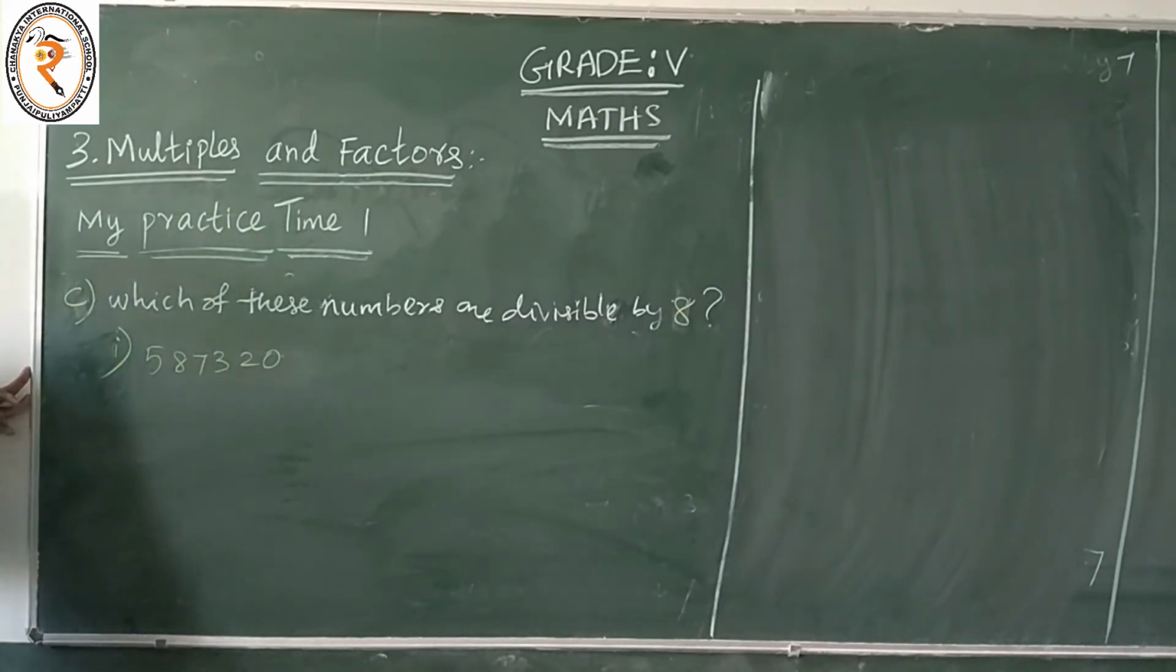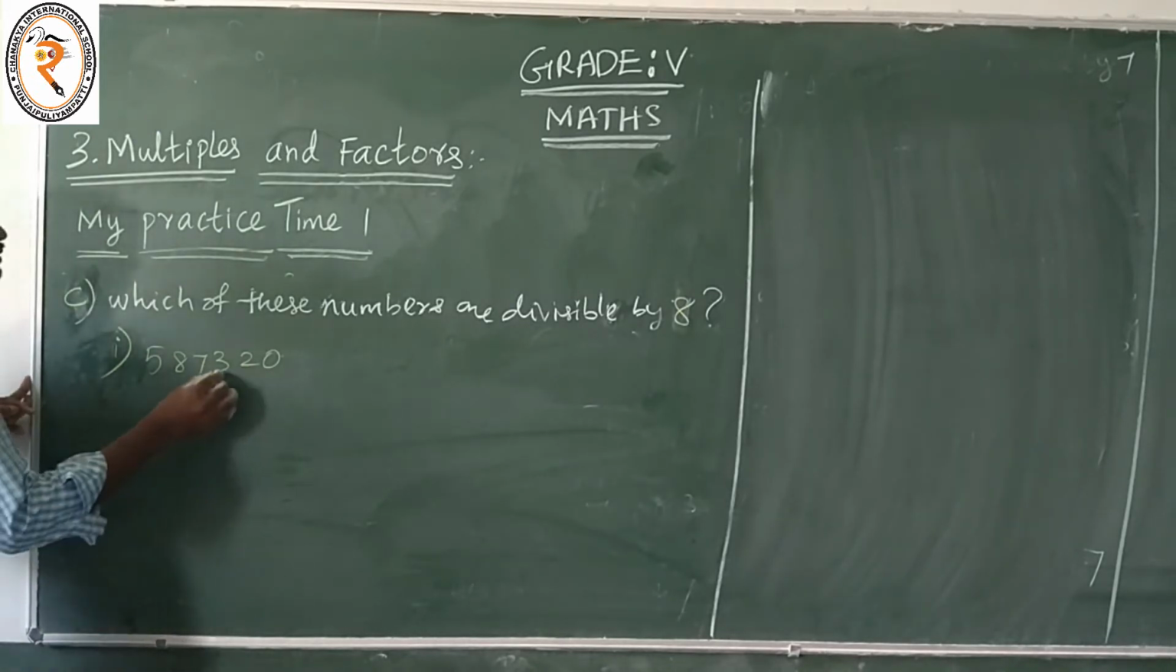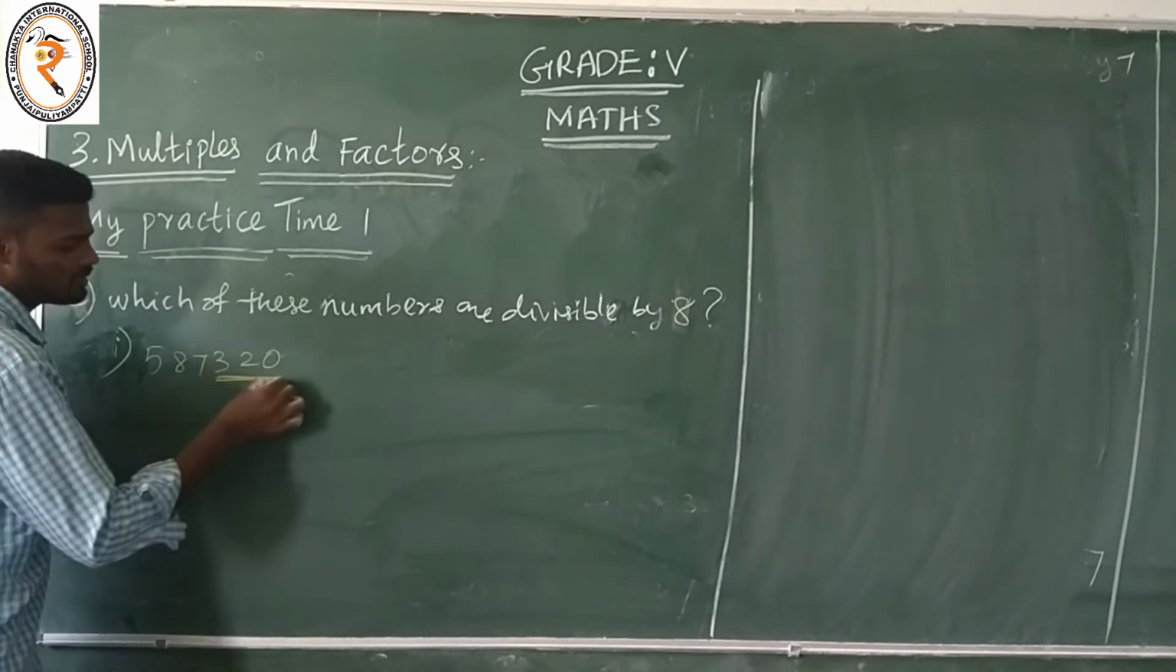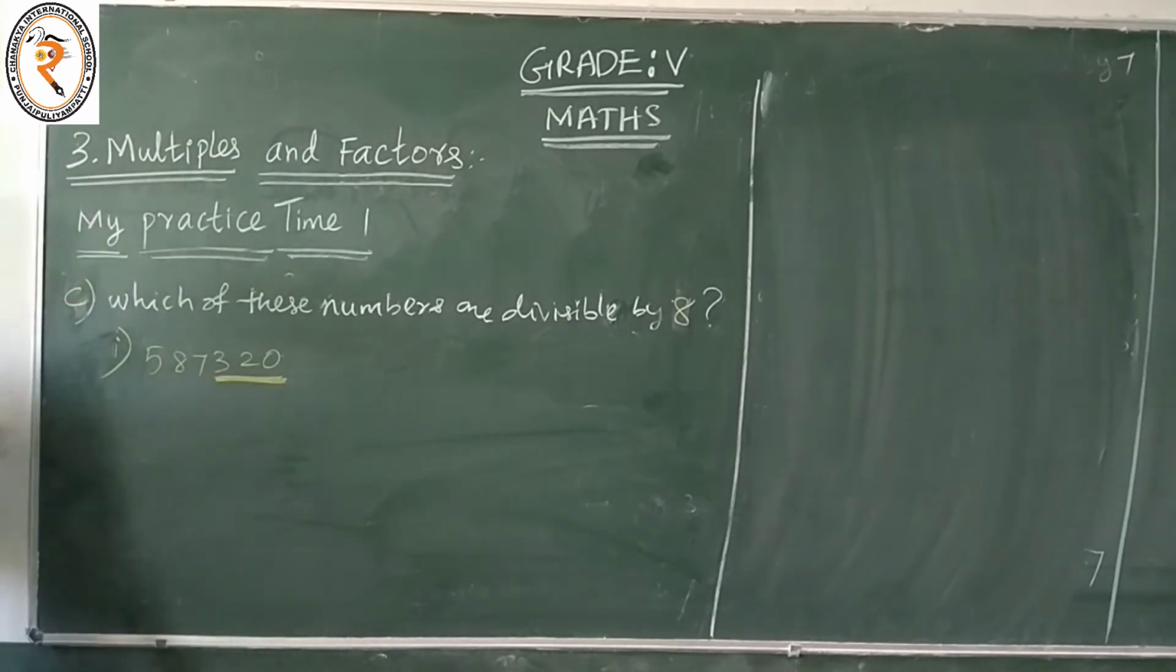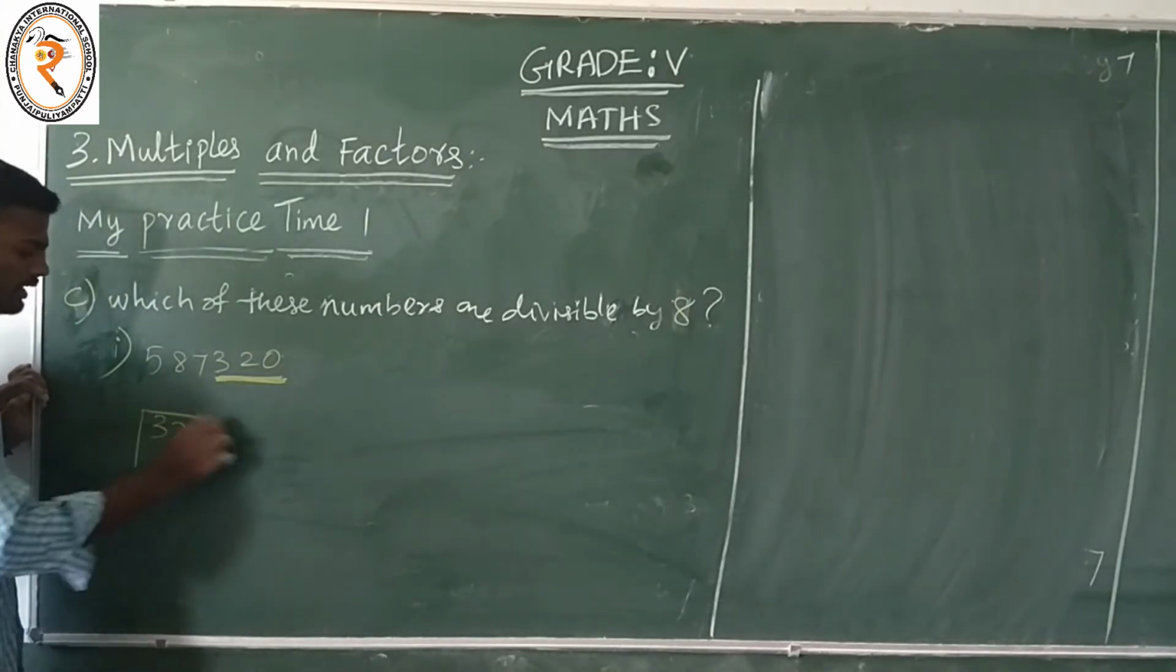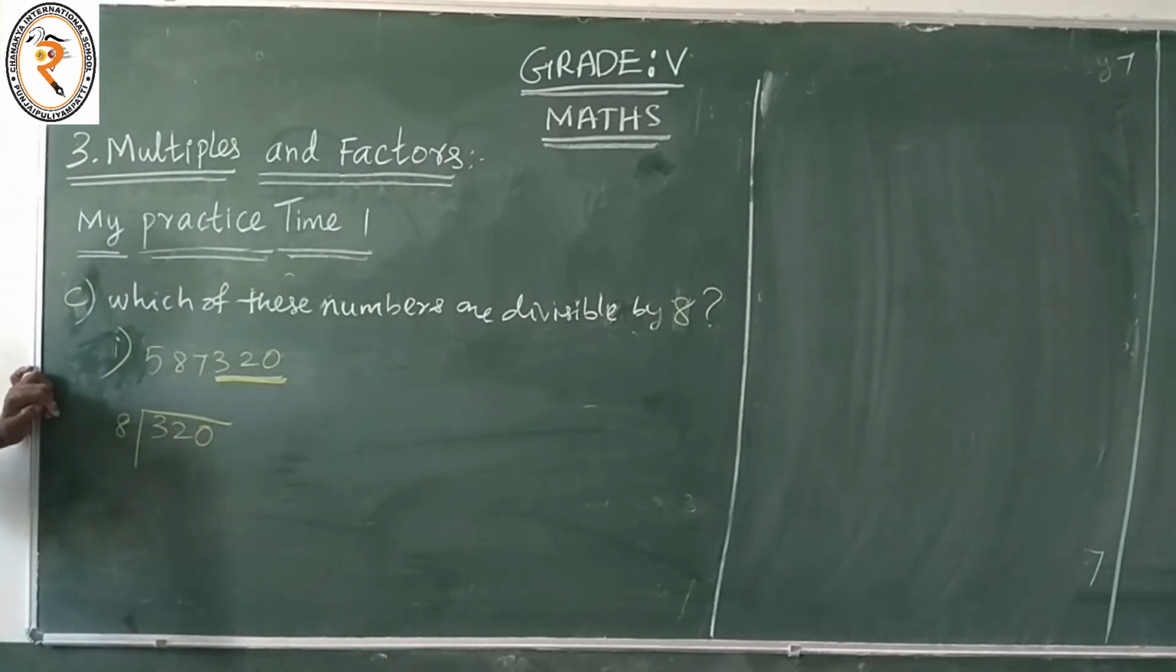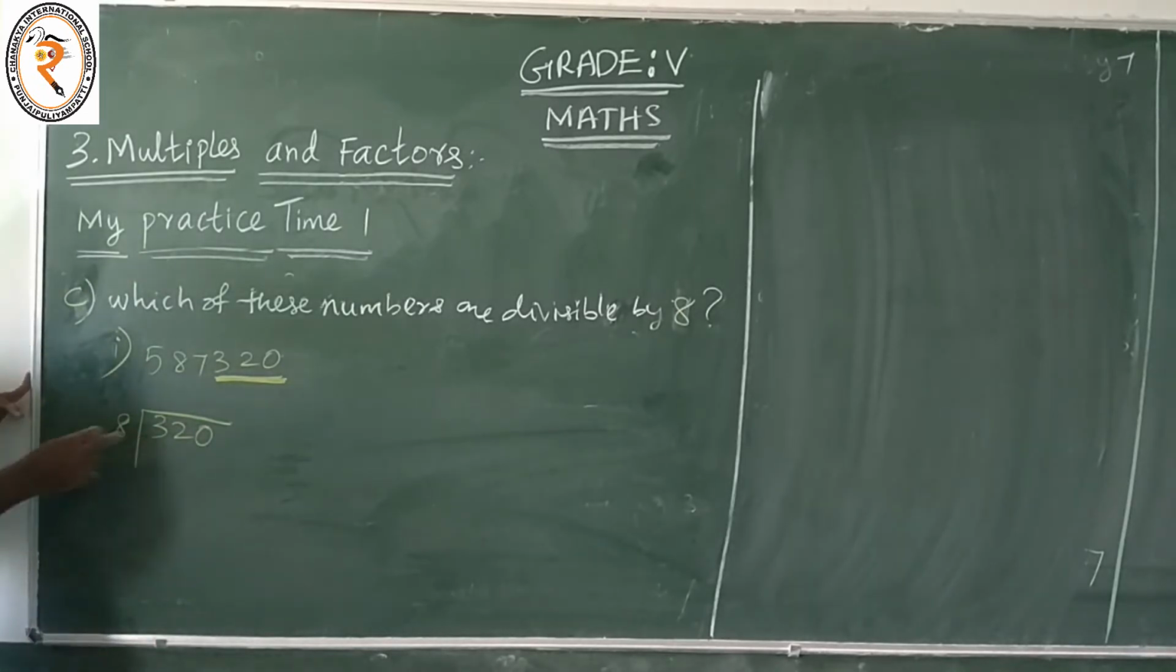Selecting the rule of divisibility by 8: we select the last 3 digit number, 320. Is 320 divisible by 8? In the 8 table, 1 8 is 8, 2 8s are 16, 3 8s are 24, 4 8s are 32. So 32, therefore the remainder is 0.